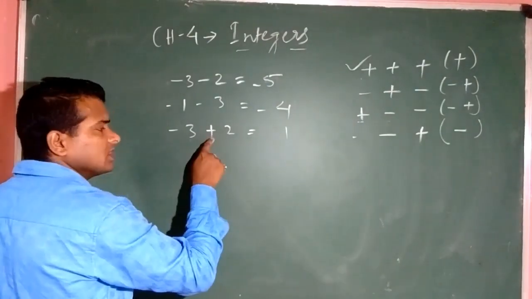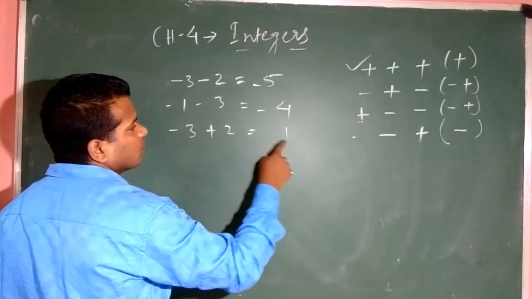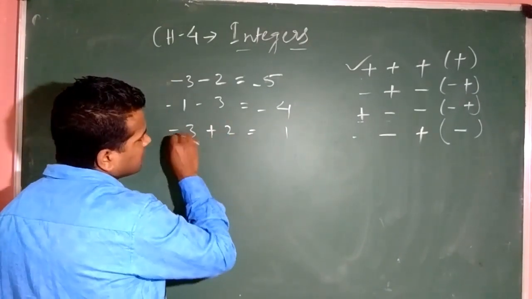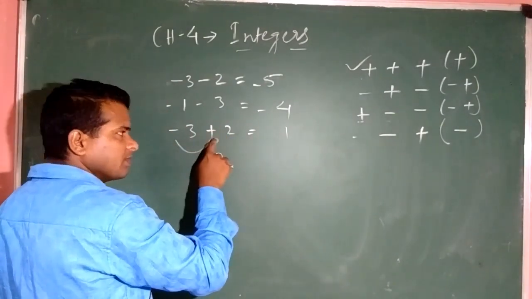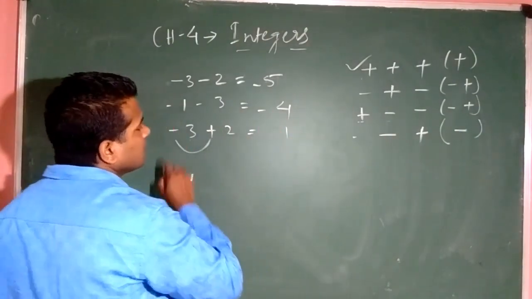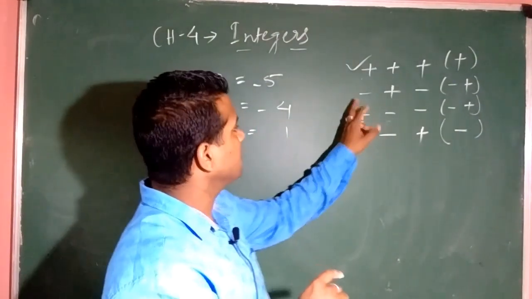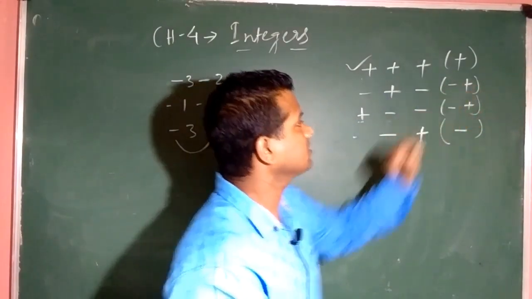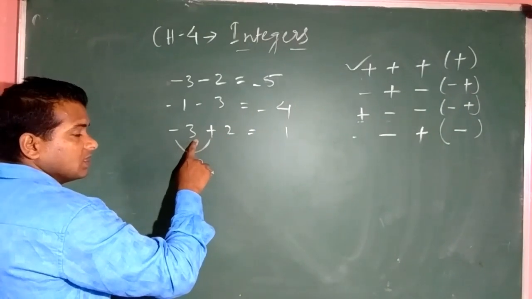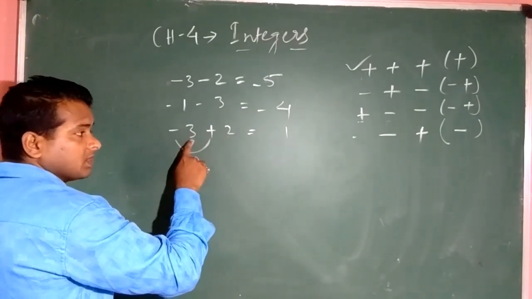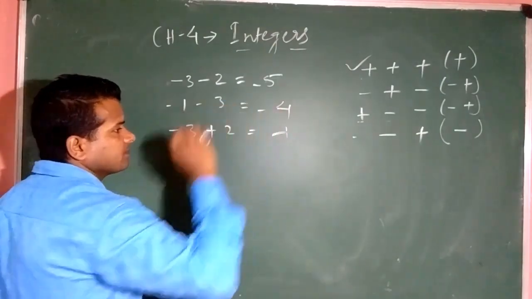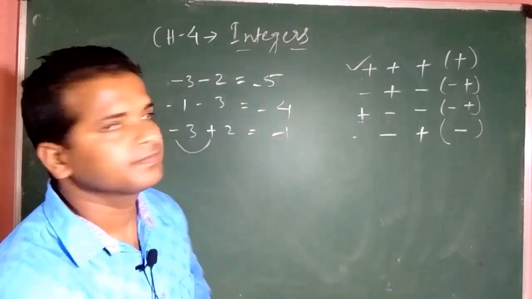Again, minus into plus is minus. So 3 minus 2 is 1. Don't think it is plus, so 3 plus 2 is 5, no. Here minus, here plus, these two signs multiply: minus into plus is minus. So 3 minus 2 is 1. Now, minus or plus? For that you have to see the bigger number. Which is bigger, 2 or 3? 3 is bigger. What is the sign of 3? Minus. So minus.